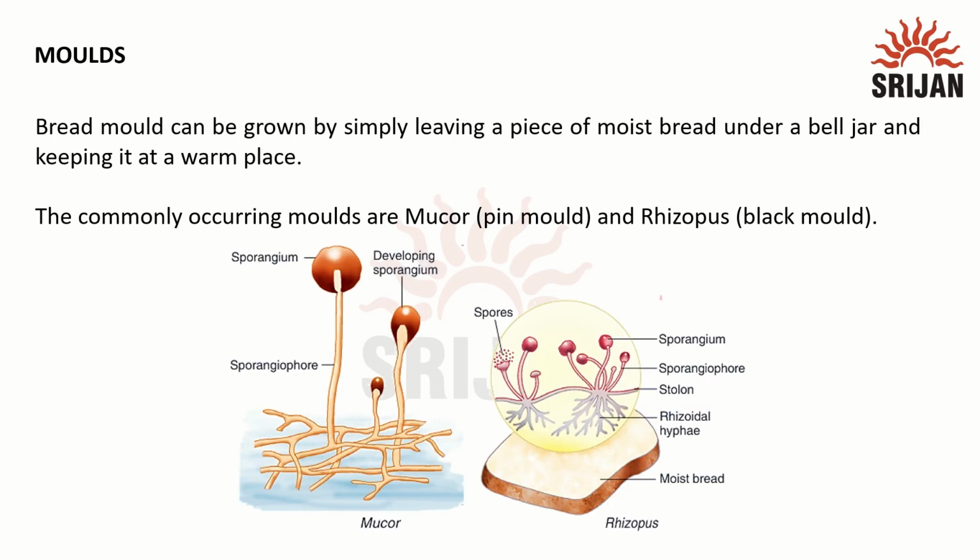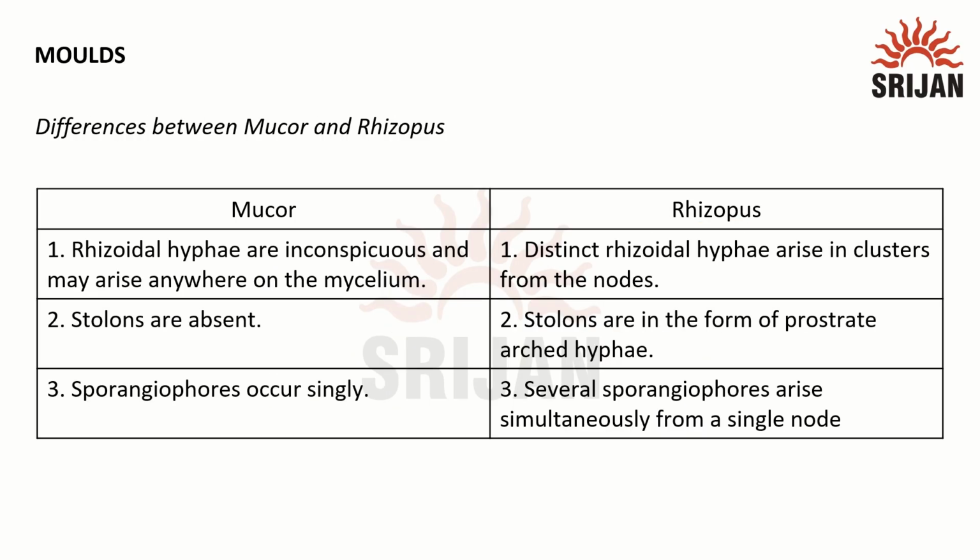Now the bread mold can be grown by simply leaving a piece of moist bread or fruit under a bell jar and keeping it in a warm place. The commonly occurring molds are Mucor, the pin mold, and Rhizopus, which is known as the black mold. So this is the structure of Mucor and Rhizopus. Structurally we might not see any difference, but there are differences. The main differences are in the rhizoidal hyphae.